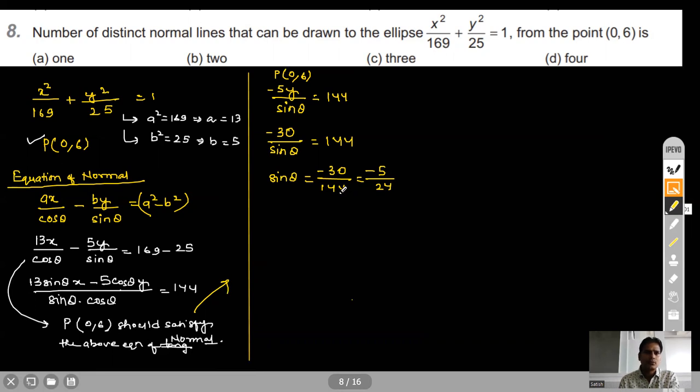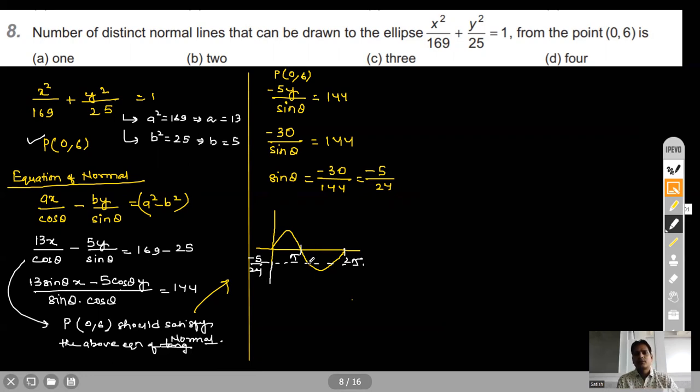Now, what is the range of this theta, the eccentric angle? It is between 0 to 2 pi, right? So let me draw one rough figure of sine theta. This is pi, this point is 2 pi, and this value minus 5 upon 24 will be somewhere here.